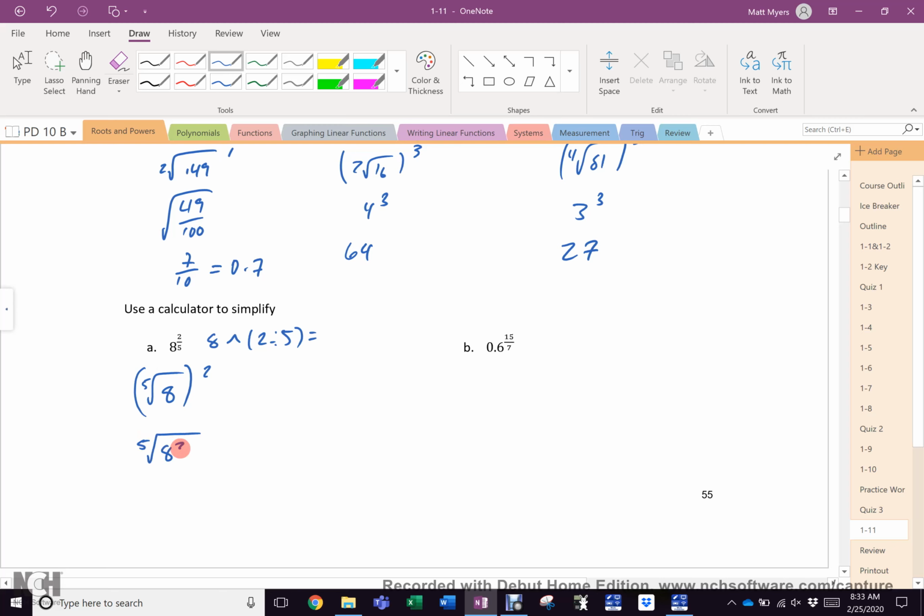5th root of 8 squared. What is 8 squared? So I now need the 5th root of 64. Now 64 happens to be 2 to the 6th. Can I get a group of 5 out of there? How many? 1. So I'm going to have 2, 5th root 2. That is your math class answer. Okay?